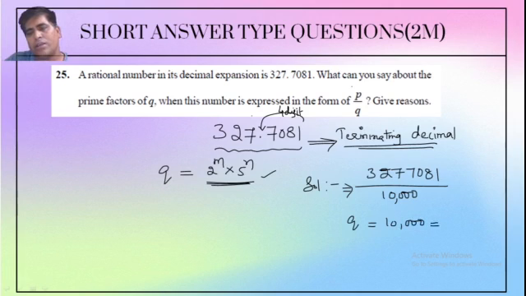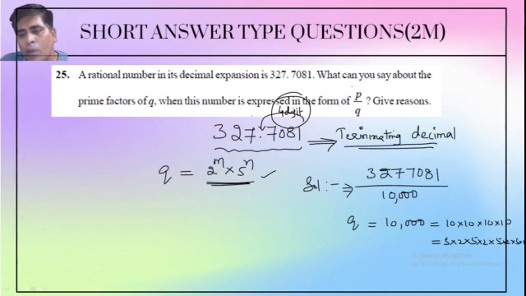10,000. I can write 10,000 as 10 into 10 into 10 into 10. How many tens do we have? 4 tens. Why 4 tens? Because we have a decimal point after 4 digits, so that many times. Now 10 can be written as 5 into 2. Again this 10 can be written as 5 into 2. Again 5 into 2, again 5 into 2.